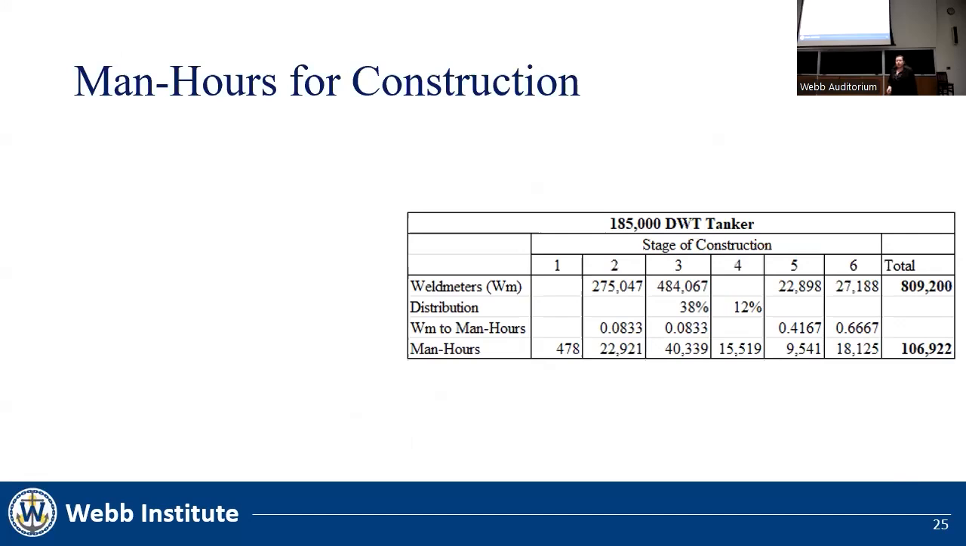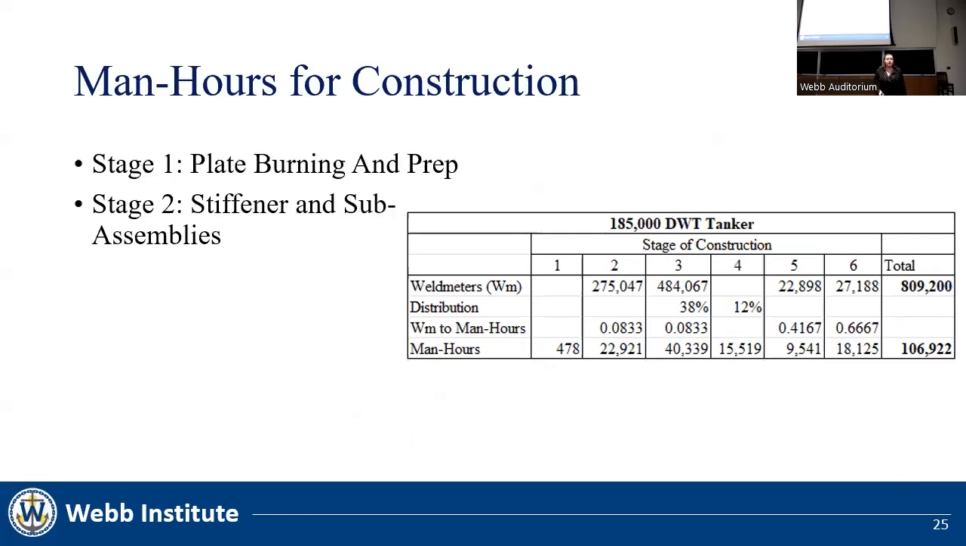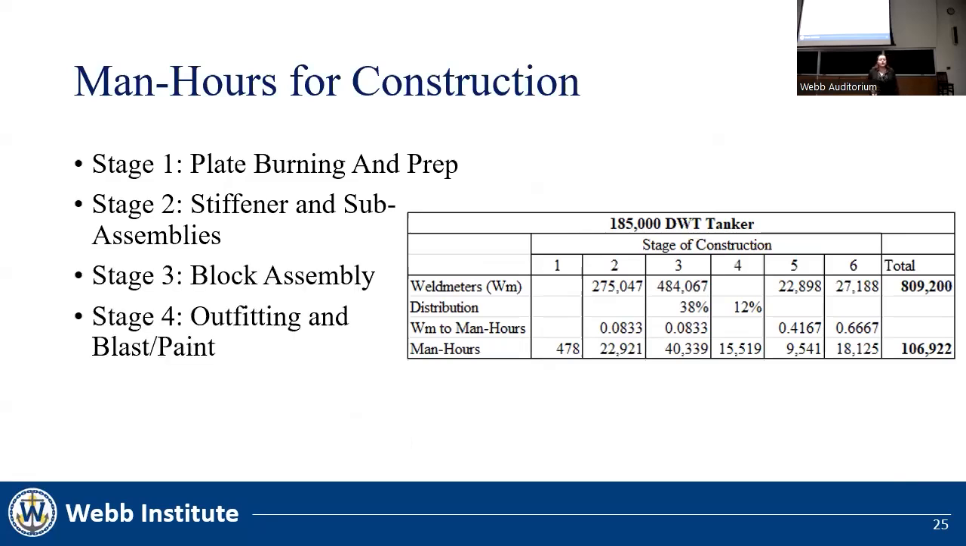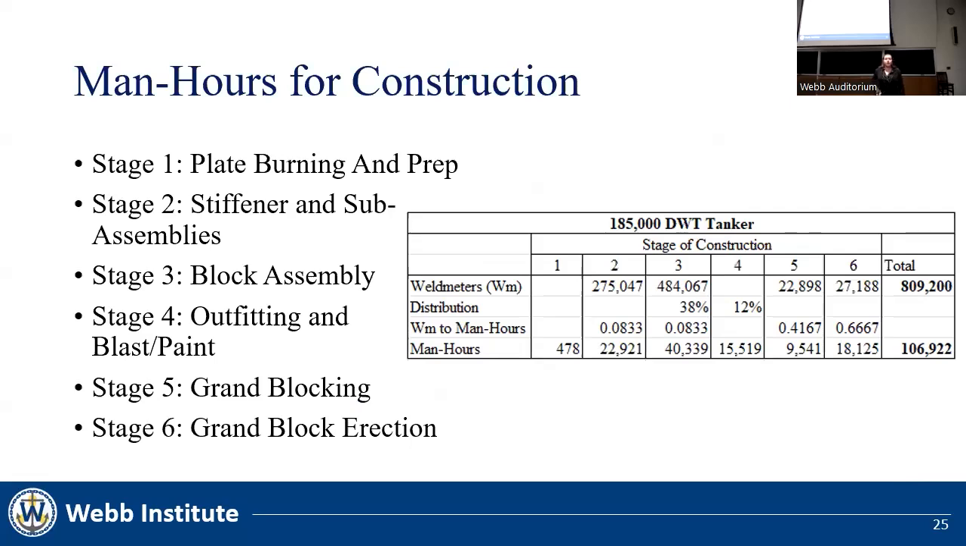Next, I had the challenge of determining how many man hours it would take to construct these blocks. NASCO splits its construction into 7 stages, and thus the data in the block breakdown was also split that way. Stage 1 is plate burning and prep. Stage 2 is stiffeners and sub-assemblies. Stage 3 is block assembly. Stage 4 is outfitting and blast and paint. Stage 5 is grand blocking, and Stage 6 is grand block erection. You'll notice that Stage 7 is missing because that is sea trials and is therefore not included in my analysis.